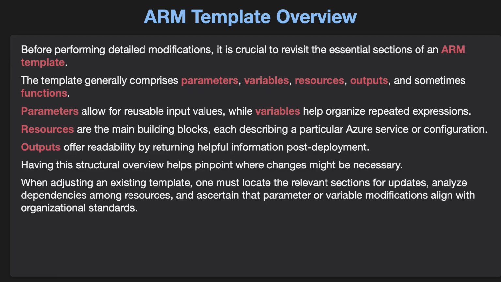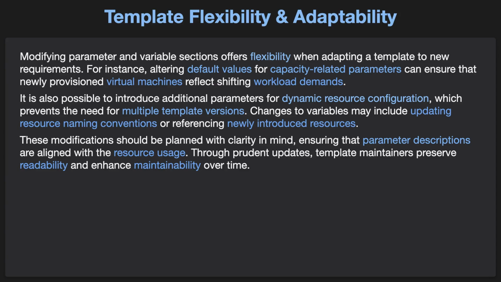When adjusting an existing template, one must locate the relevant sections for updates, analyze dependencies among resources, and ascertain that parameter or variable modifications align with organizational standards. Modifying parameter and variable sections offers flexibility when adapting a template to new requirements. For instance, altering default values for capacity-related parameters can ensure that newly provisioned virtual machines reflect shifting workload demands.